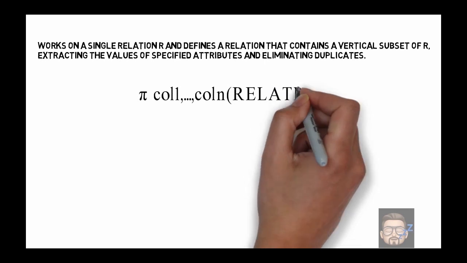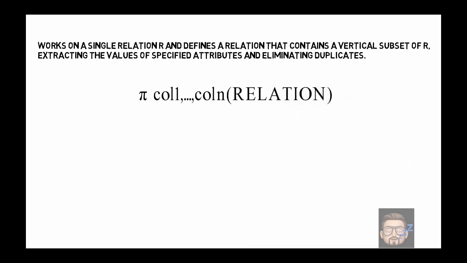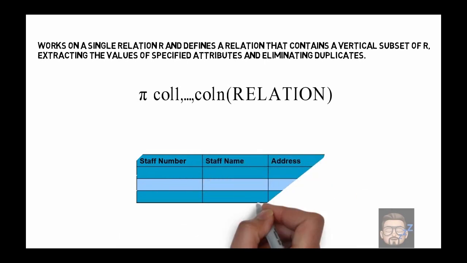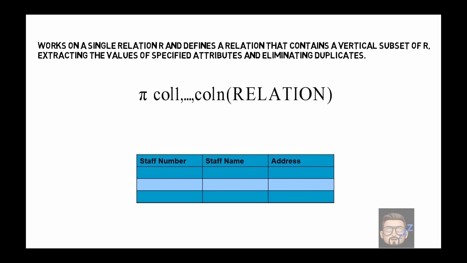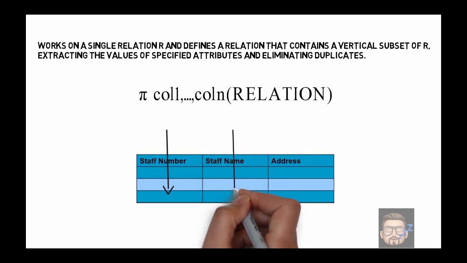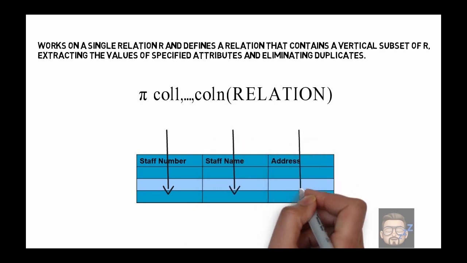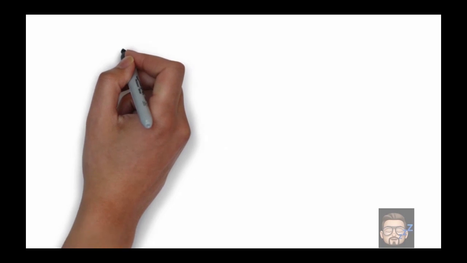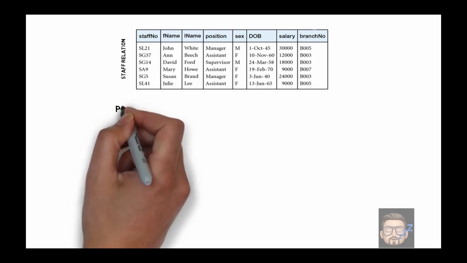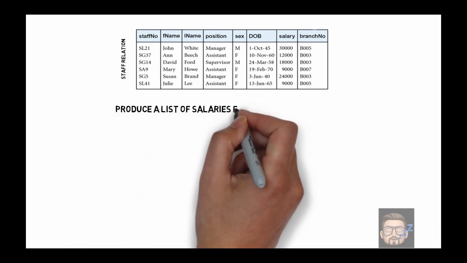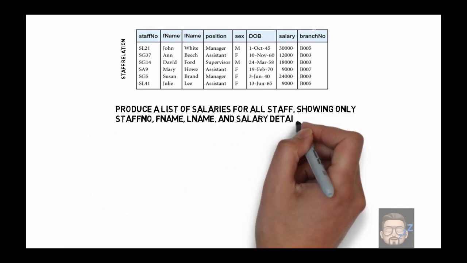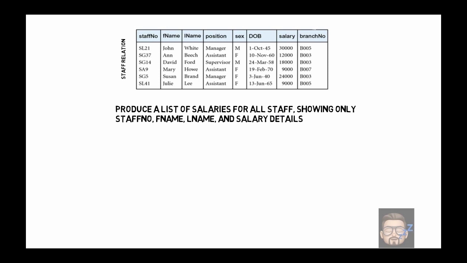So the projection is represented by pi. If we take a look here, how to do the projection is pi, or projection, column 1 up until column n from the relation. Okay, from the relation. The relation must be put inside the parenthesis. Let's take a look at the example. We still have the same staff relation. Let's take a look at the query. Produce a list of salaries for all staff showing only staff number, first name, last name, and salary details.